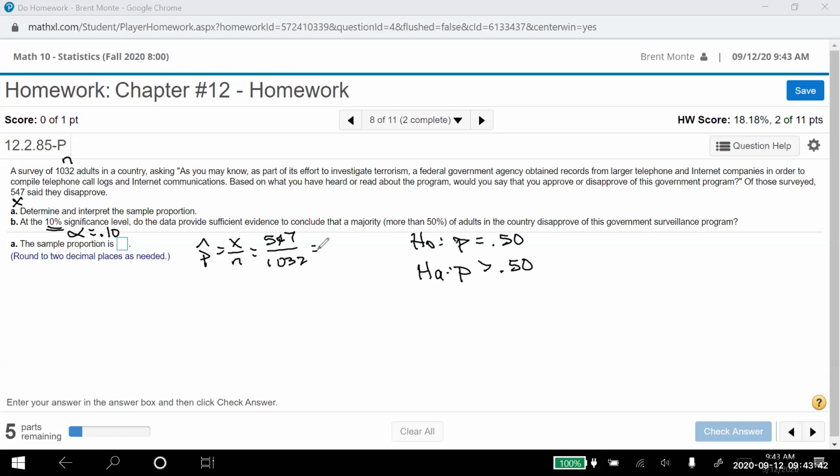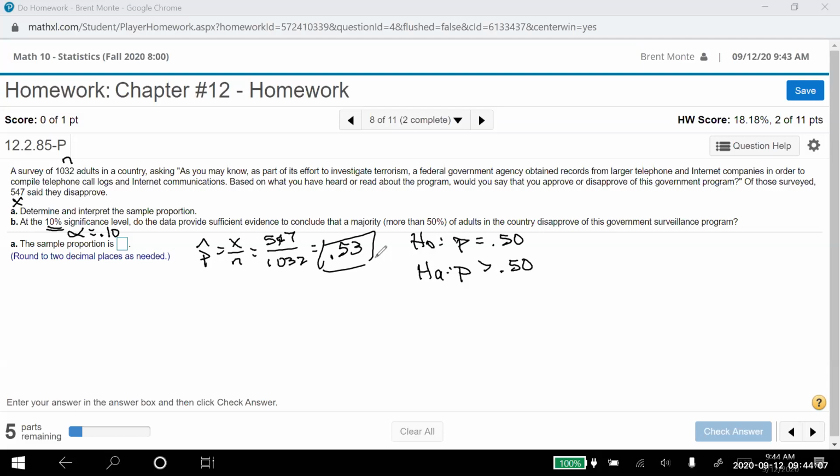So we'll just calculate that real quickly, see what we get. 547 divided by 1032. I get 0.5300, so we'll just call it 0.53. And so notice what they're saying. We want to know if a majority disapprove. Well, in our sample, it was 53%. Well, that's definitely more than 50%, but could that just be sampling error?